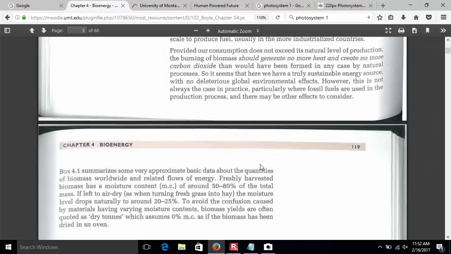I'll do one more little thing here, then we'll take a break. So let's just look at these numbers. Box 4.1, very approximate basic data about the quantities of biomass worldwide and the flow of energy. So freshly harvested, moisture content. One thing I am going to ask you to put in your notes is to understand the difference between what's called the lower heating value and the higher heating value of fuel. So if I've got a wet piece of wood or a wet piece of coal or whatever, let's just say there's some water in my fuel.